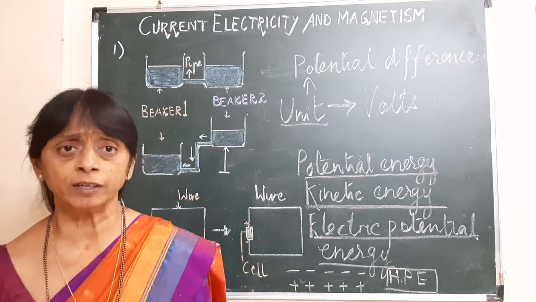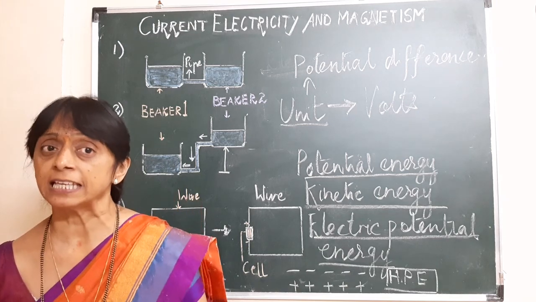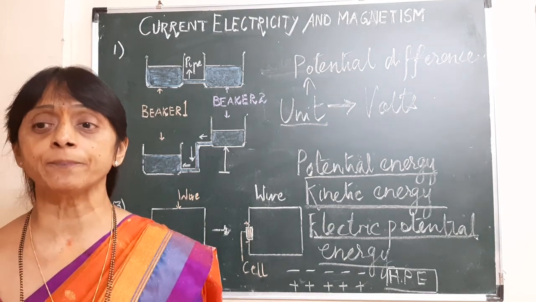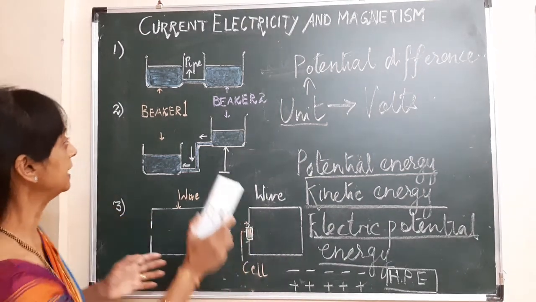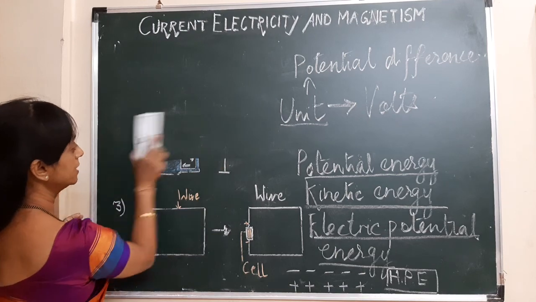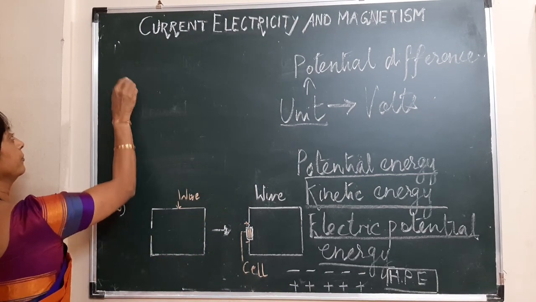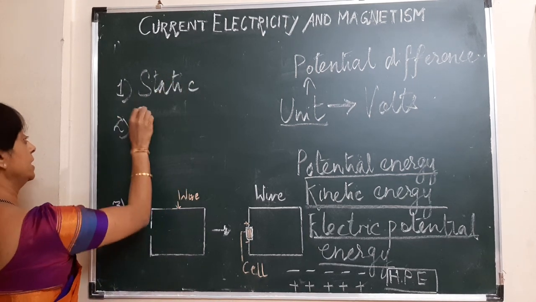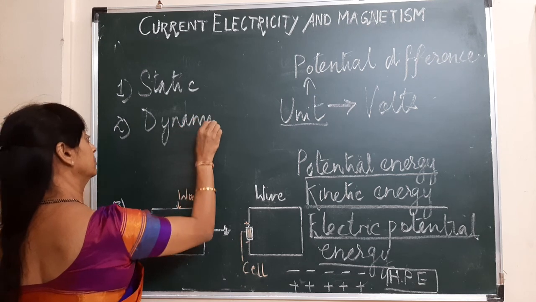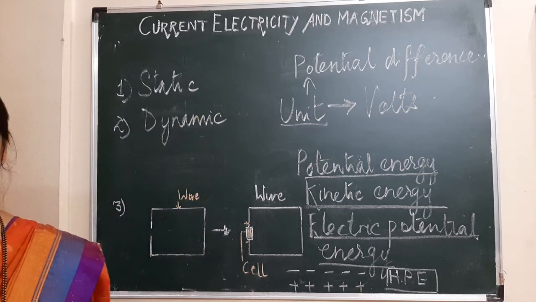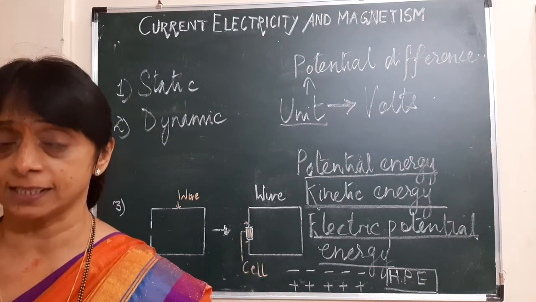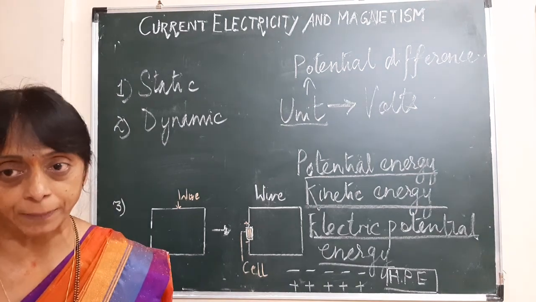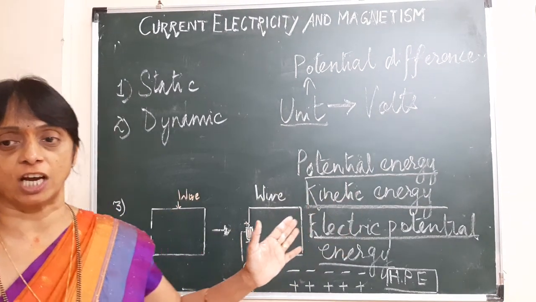Now children, we know there are basically two types of electricity. Which are the two types of electricity? One is static electricity and the other is dynamic electricity. Let's first understand what is dynamic electricity. Precisely, it implies moving electric charges.